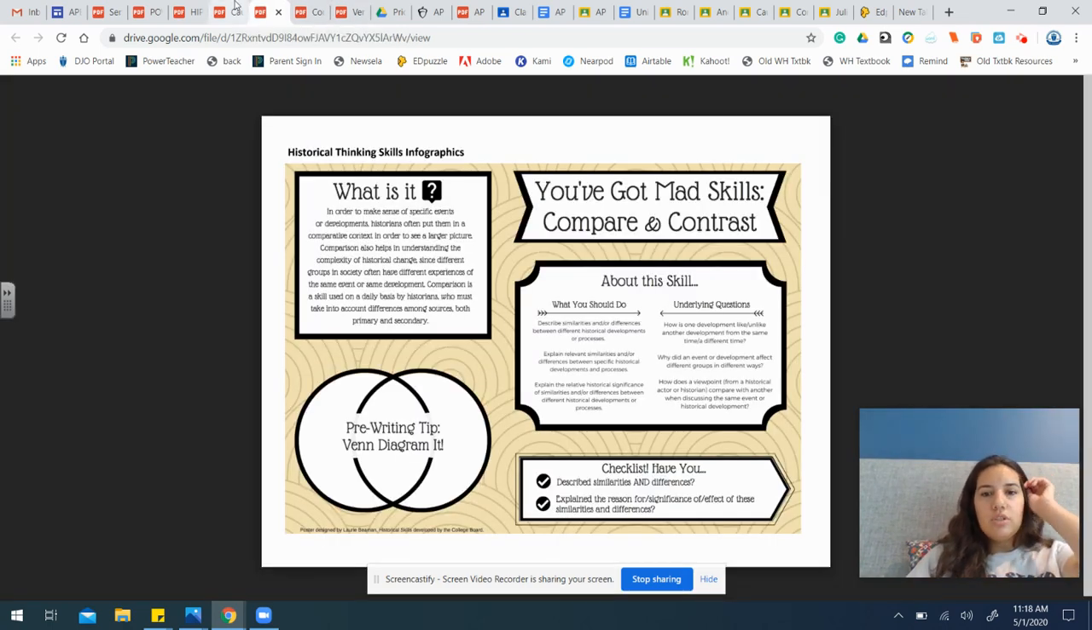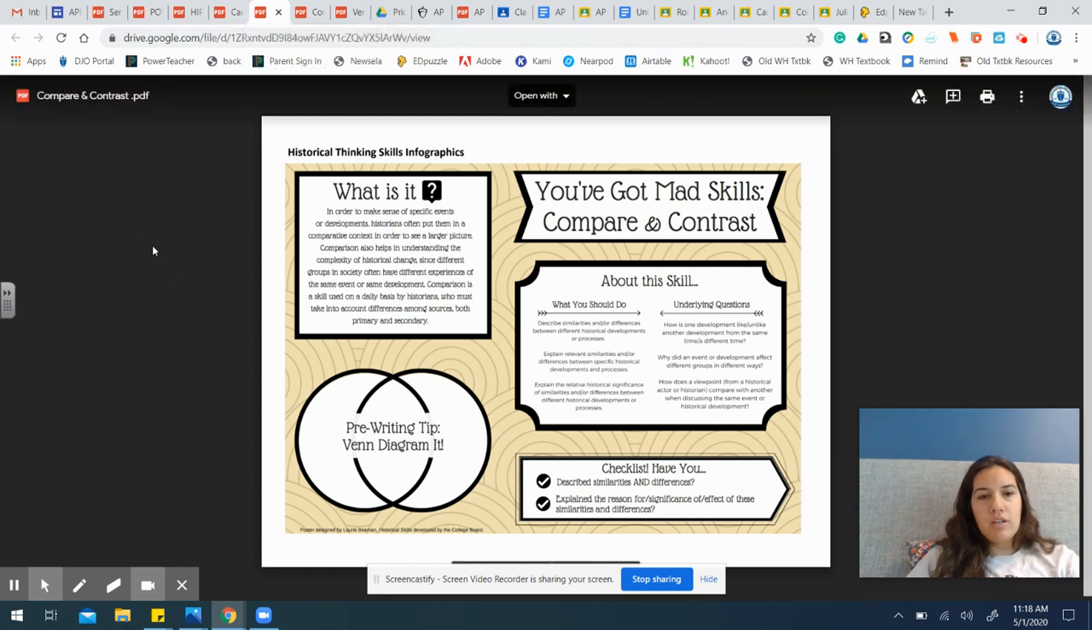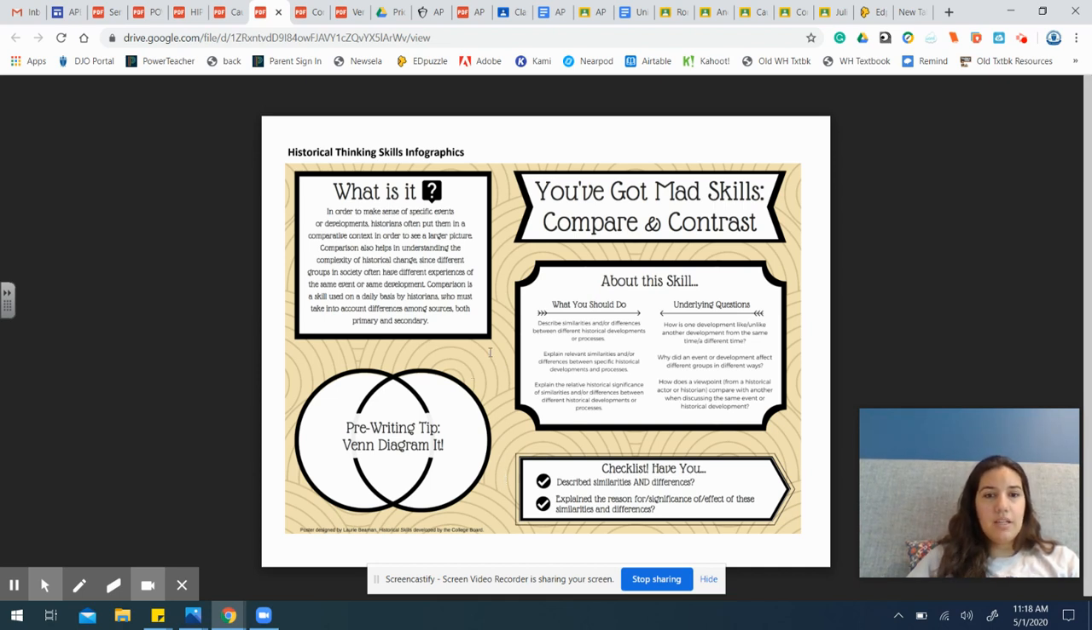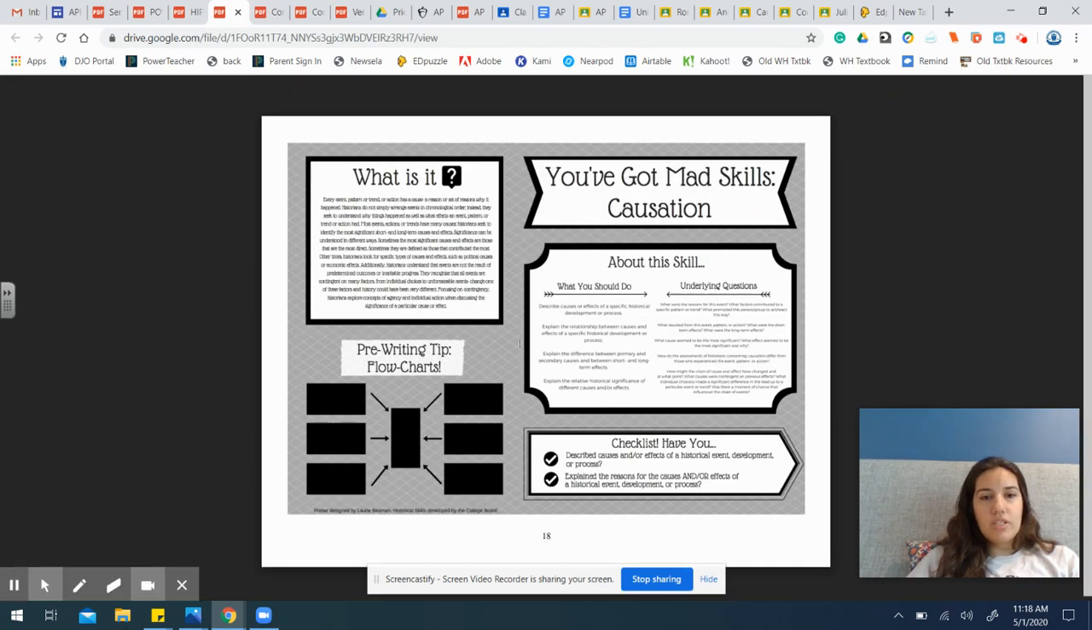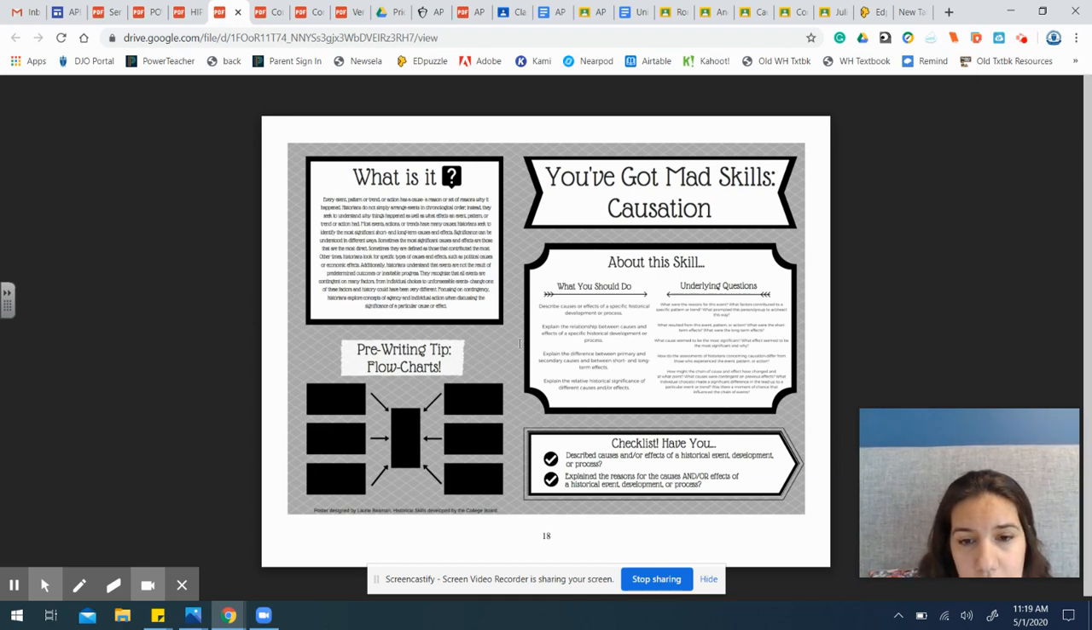So we have a little bit about compare and contrast. You're looking at both the similarities and the differences on a topic. And then we also have causation. Causation describes causes or effects of a specific historical development or process. So, what were the reasons for this event? The factors that contribute to the specific pattern or trends.